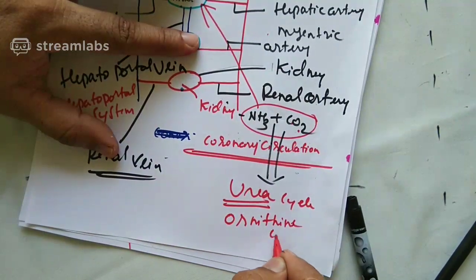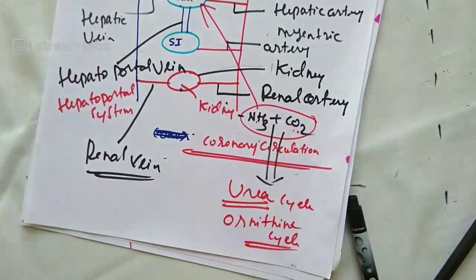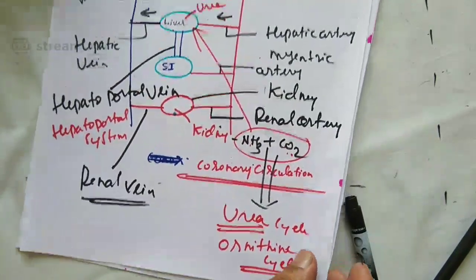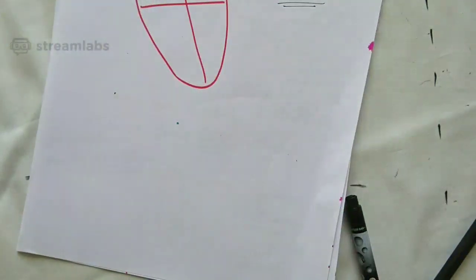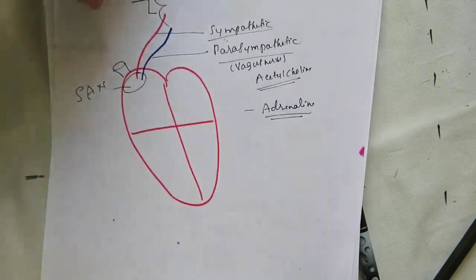In the ornithine cycle, ammonia reacts with carbon dioxide to form urea. Hope the matter is very clear for you. Is urea produced by the kidney? No, urea is not produced by the kidney. Urea is produced by, tell me, the liver. Hope the matter is understood.